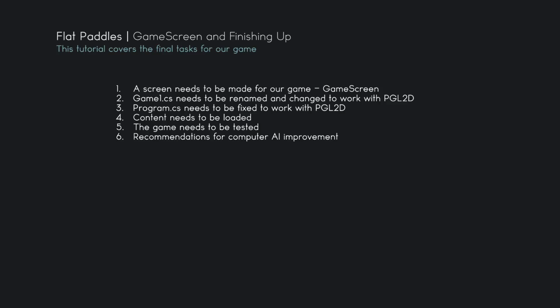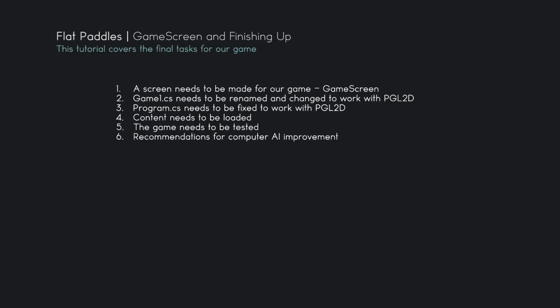And in this tutorial, we are going to discuss the GameScreen class and everything we need to do to finish up our game. So a screen needs to be made for our game. It's going to be called GameScreen. That's where our implementation is going to go. All of our entities are going to be loaded into that screen, and that's where we are going to handle our game logic. Once we do that, the Game1.cs class needs to be renamed.